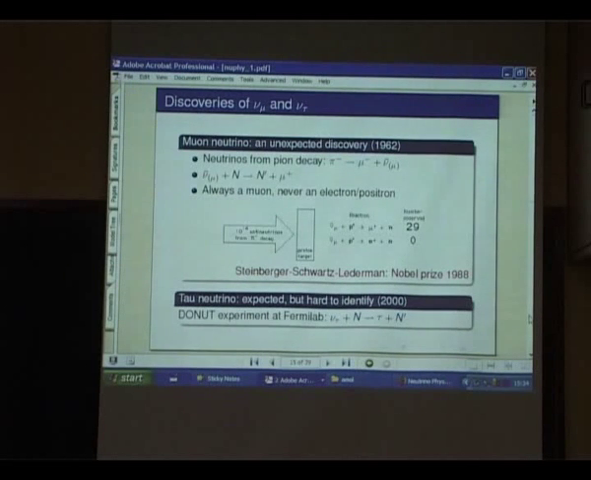Detection of electron and muon is usually very simple. You can get a track from the electron, and the muon also gives you a track. Muon also travels very, very fast, so you can get very long tracks.